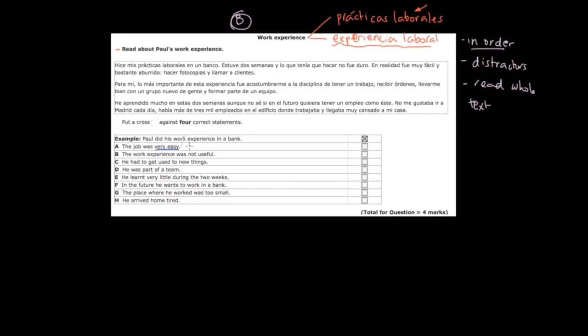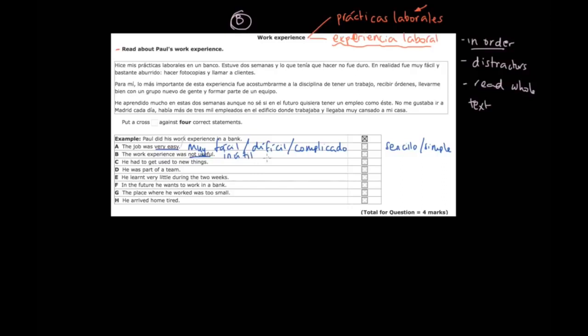fácil, literally translated. Of course, rather than muy fácil, we might come across something like no era difícil. But also we've got other words related to easy, difficult. We've got words like complicado, complicated. And we've got words like sencillo or simple, which is simple. Okay, so remember, also think of, remind yourself of opposites. The work experience was not useful. Not useful. So we could come across something like inútil.